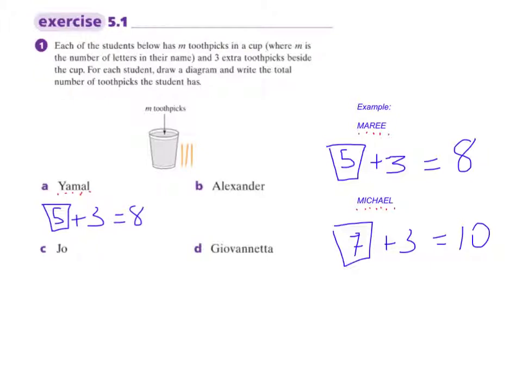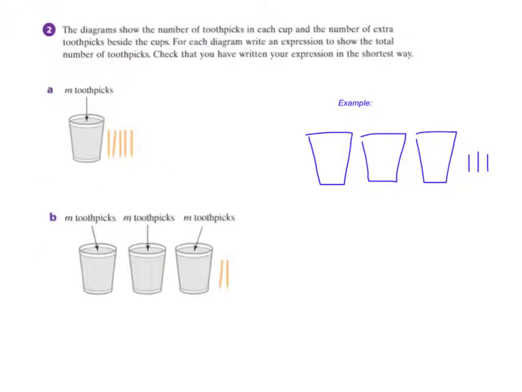So you can do the same for Alexander. Draw your diagram, count all your letters, add the 3 on the end to get the total. Joe's got a nice little name, and of course you've got Giovanetta over here with a nice big long Italian name. So hopefully that'll help you get started. Okay, let's have a look at question number 2.